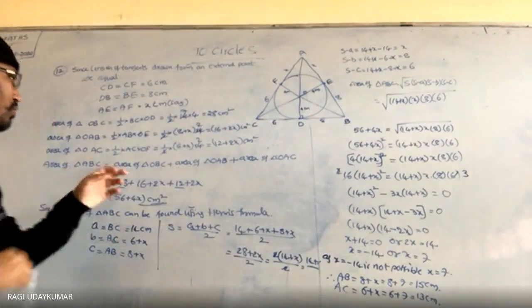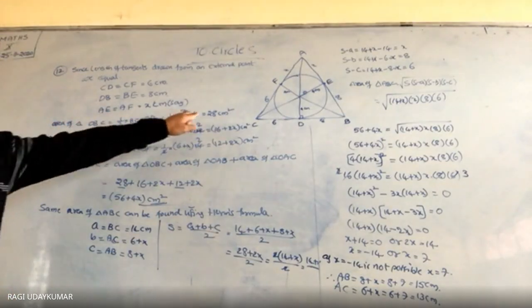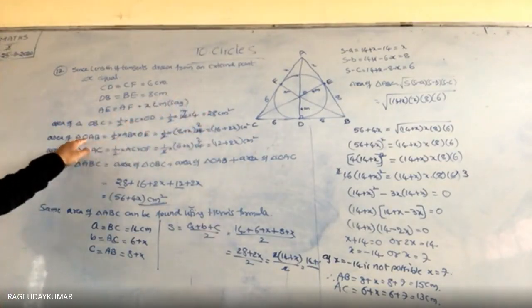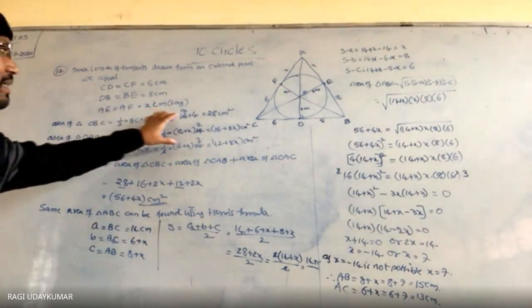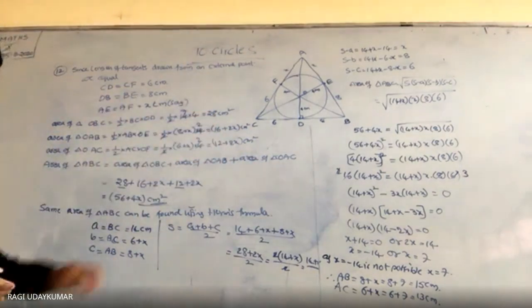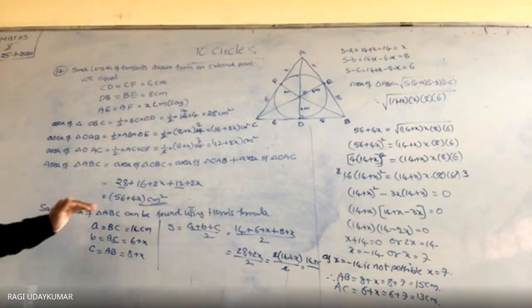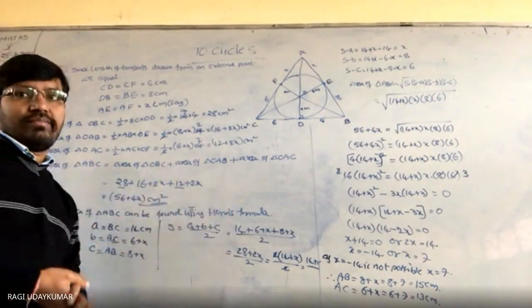So based on that, you are going to find out the area of triangle OBC, which is half into base into height, that is 28 you are getting. And OAB area, OAC area, and OBC area I am adding here, so that the area of triangle ABC I am getting. So that is 56 plus 4x.